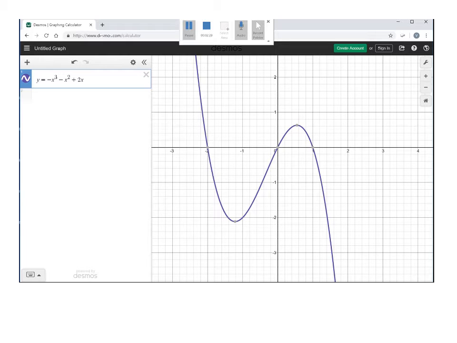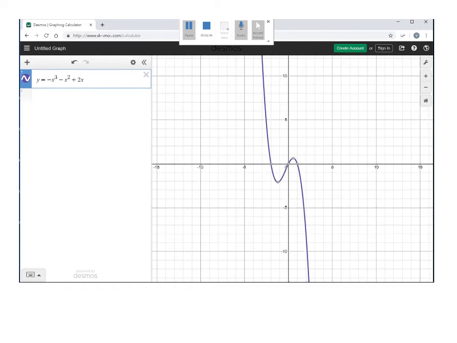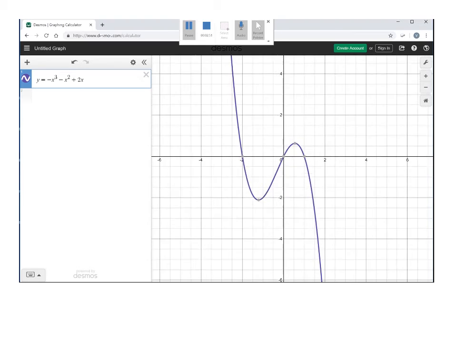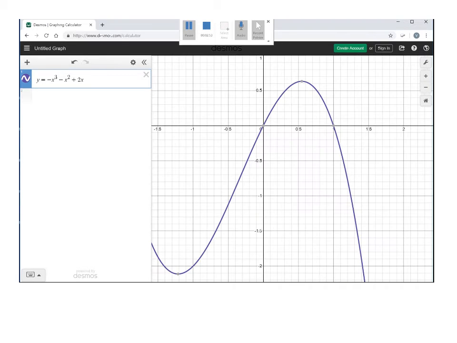It looks like we're crossing the x-axis 3 times. Starting on the left, we have a point at (negative 2, 0). In the middle, we are crossing at the origin at (0, 0), and on the right we're crossing at (1, 0). So we have 3 x-intercepts. We can zoom out just to double check. It looks like we don't have any other places where we cross the x-axis. So we have 3 x-intercepts.